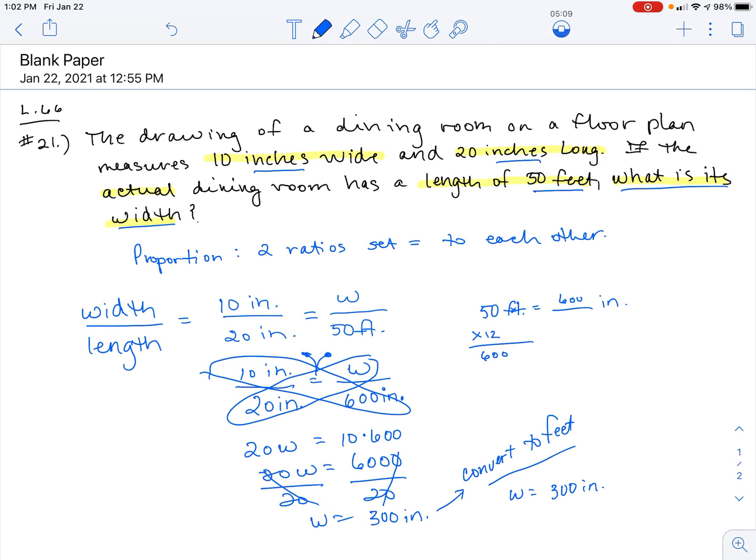So how do I figure this out? Well, I multiplied to go from feet to inches, so I'm going to divide to go from inches to feet. What do I divide by? We divide by 12. And when you do 300 divided by 12, I'm going to put it in just to ensure, 300 divided by 12, you should get 25. So the width is equal to 25 feet, and that's the answer to the problem. Okay, thank you.